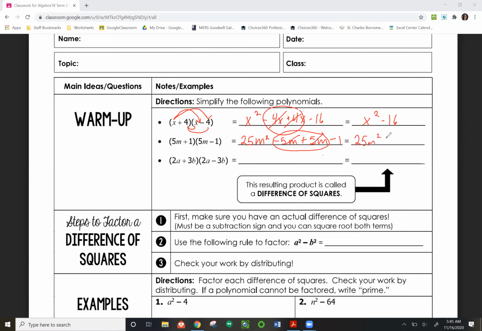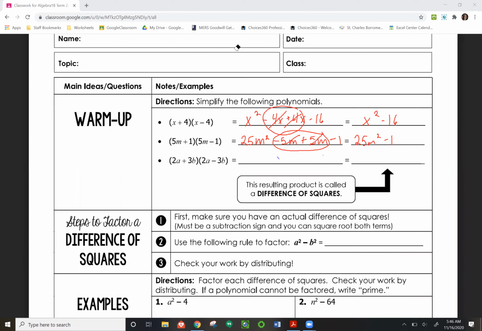I'm seeing a pattern here. If you notice, look at these set of binomials. Whenever we talked about distributing, these binomials actually have a name, and I think I mentioned it to you. Whenever you have two binomials and the only thing that's different between them is the sign, here this one's a plus and this one's a minus, but everything else is the same, equally the same here, and the same here, these binomials have a name. They're called the conjugates. They're called conjugates of each other.